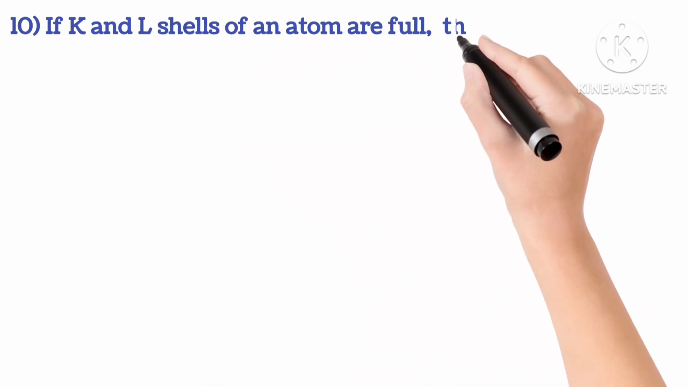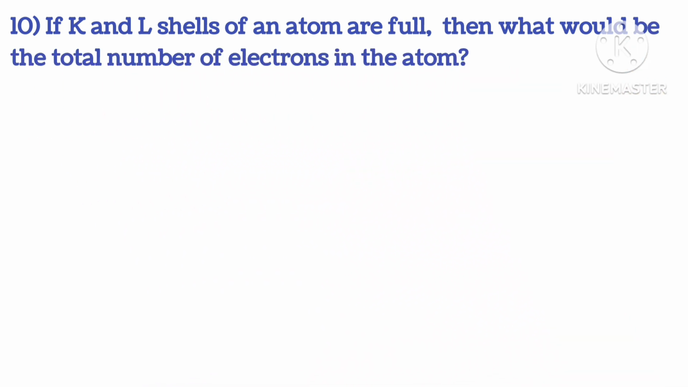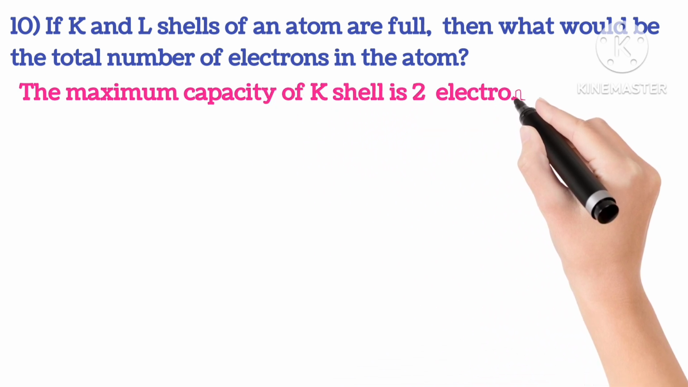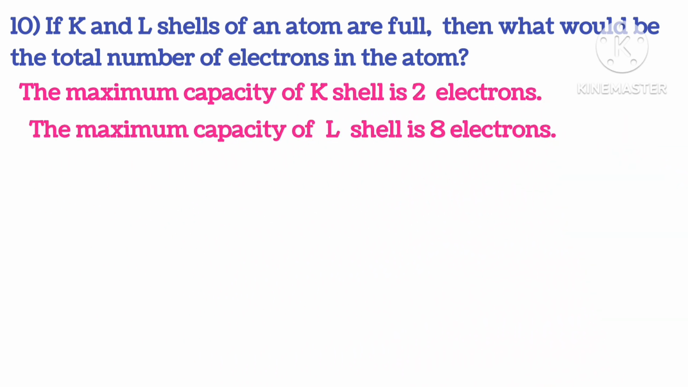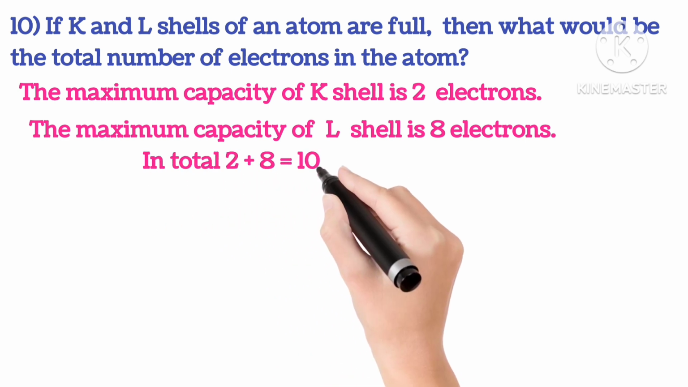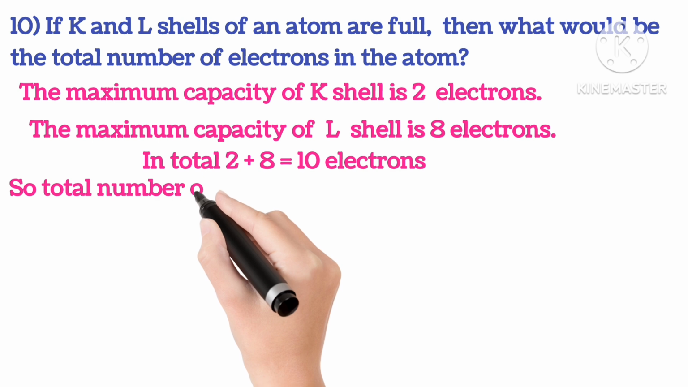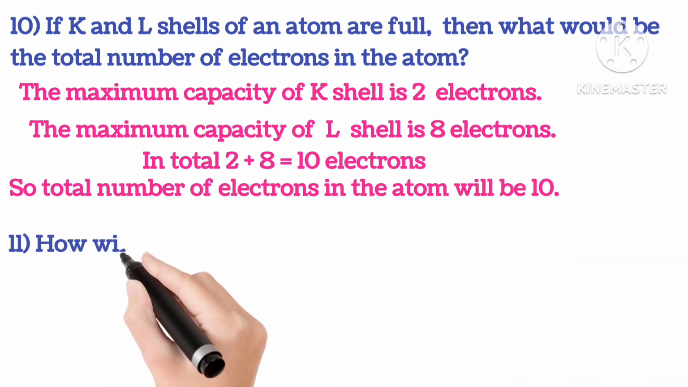If K and L shells of an atom are full, then what would be the total number of electrons in the atom? The maximum capacity of K shell is 2 electrons and the maximum capacity of L shell is 8 electrons. In total, 2 plus 8 is 10 electrons. So, the total number of electrons in the atom will be 10.